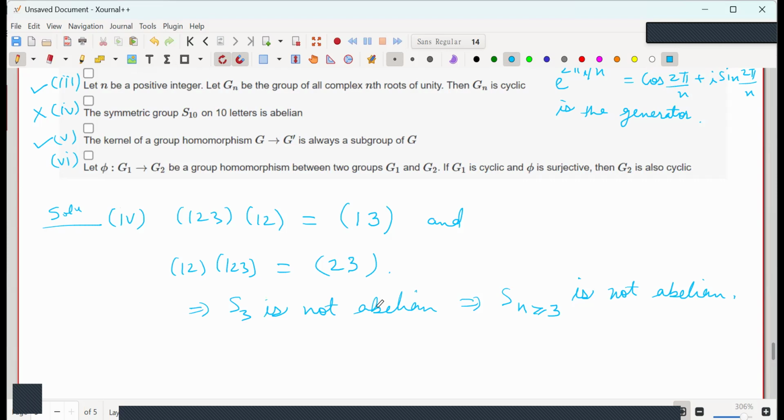If G1 is cyclic and phi is surjective, then G2 is also cyclic. So I hope you understand what is surjective. That means each element in G2 has a pre-image. Okay. It says if the first one is cyclic and the homomorphism is surjective, then the second one is also going to be cyclic.